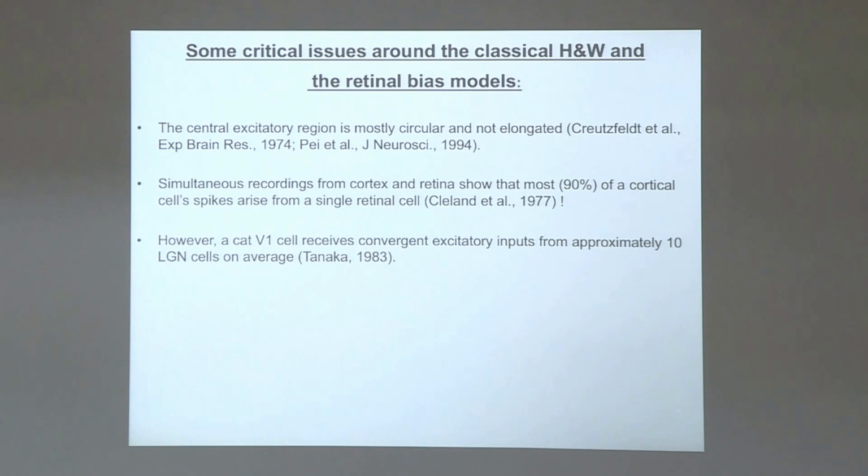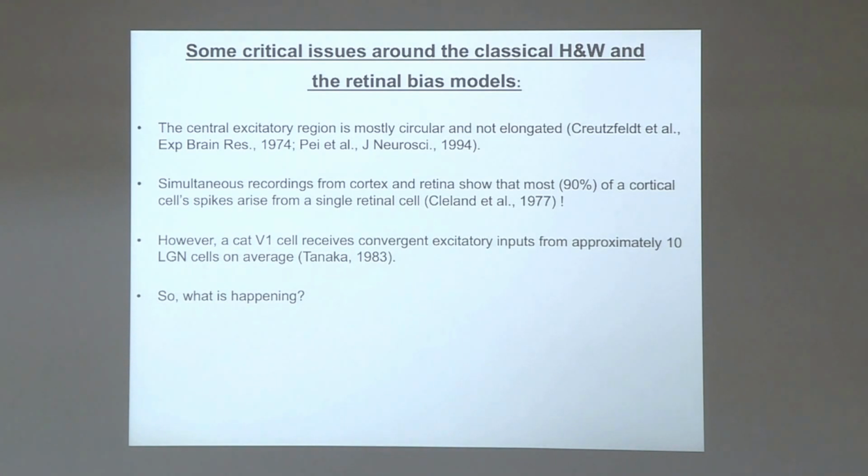But on the other hand, Keiji Tanaka in Japan recorded from a cortical cell and a geniculate cell, and they came up with the result that 10 geniculate cells on average converge onto a single cortical cell. So there is convergence. And there's also anatomical evidence showing there is probably convergence of that order. It differs for different cell types. I'm talking on average for 10 cells. So what's happening? Retina to cortex 1 to 1, geniculate to cortex 10 to 1.